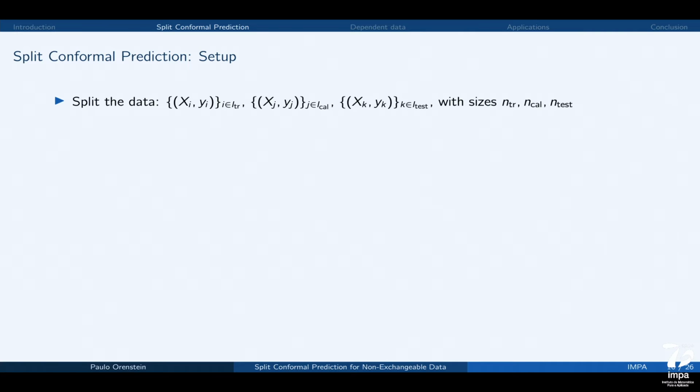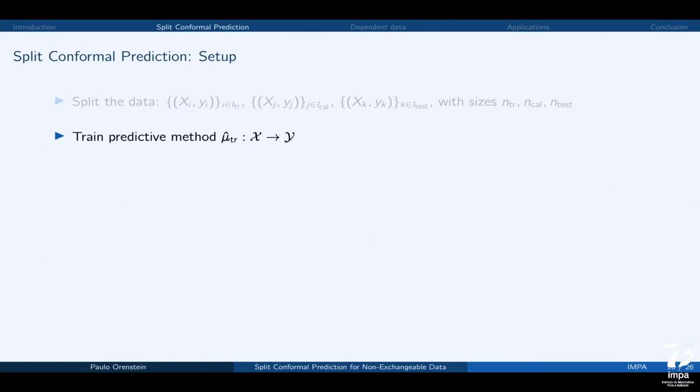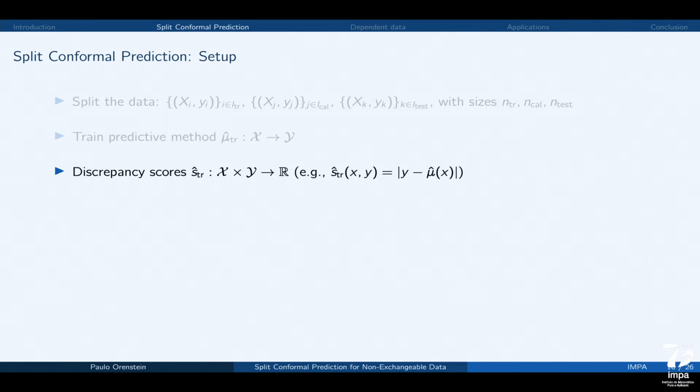OK, so once I've partitioned the data, the second step is to train my predictive method. This is just a function that receives an x and predicts a y. After that, I will look at discrepancy scores. These are functions, s hat, that take a value in x and y and spit out something in R. You can think of these as measures of error, how well your predictions are doing. One example to keep in mind is the L1 error. You can think of s hat of x, y as the difference between your prediction mu hat of x and the true y, in absolute value.